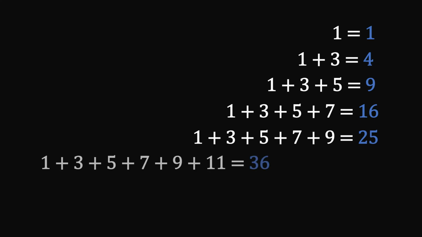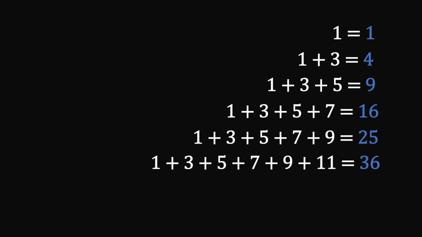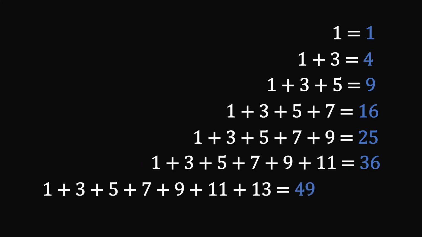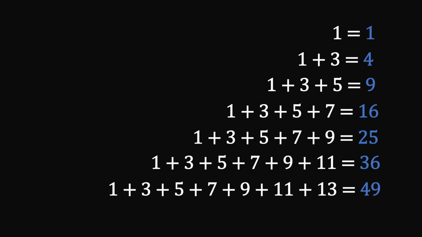1, 4, 9, 16, 25, 36, 49, and so on. All of these are perfect squares. Namely, 1 squared is 1, 2 squared is 4, 3 squared is 9, and so on. Magical, isn't it? Let's look visually at it.